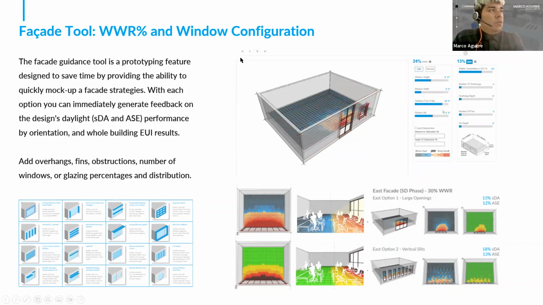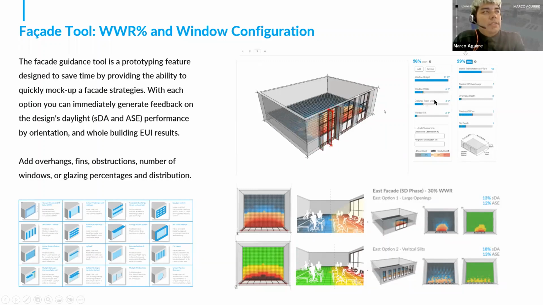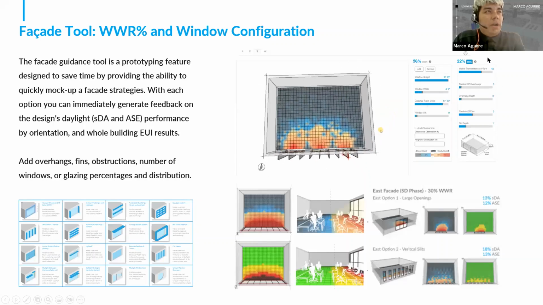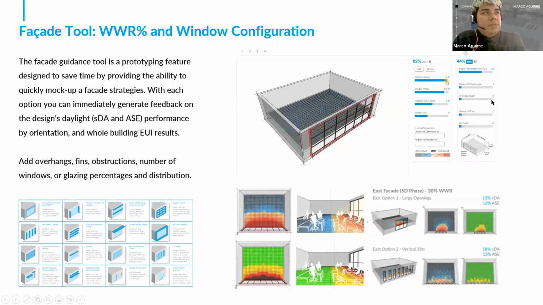You can control what direction it's facing, northeast, southwest, or any of the 45-degree increments of that. And then you can play around with the window to wall ratio, window height, window width, distance from ledge, window sill, and then also shading properties like glass transmittance, overhangs and fins, as well as the depth and number of overhangs and fins.